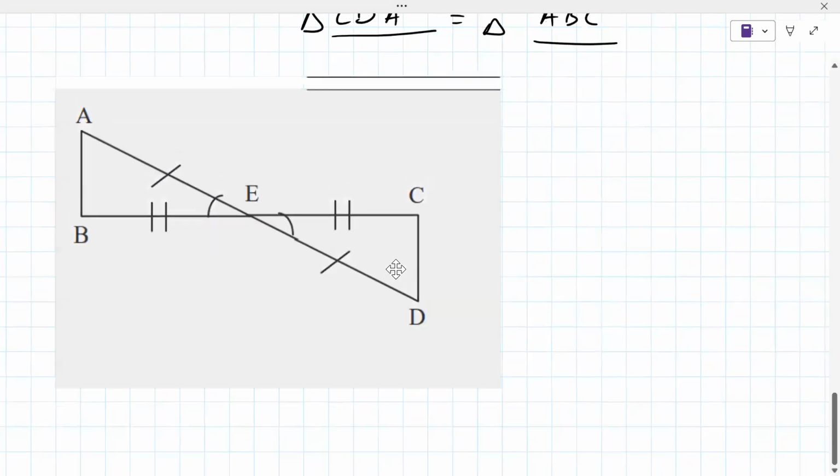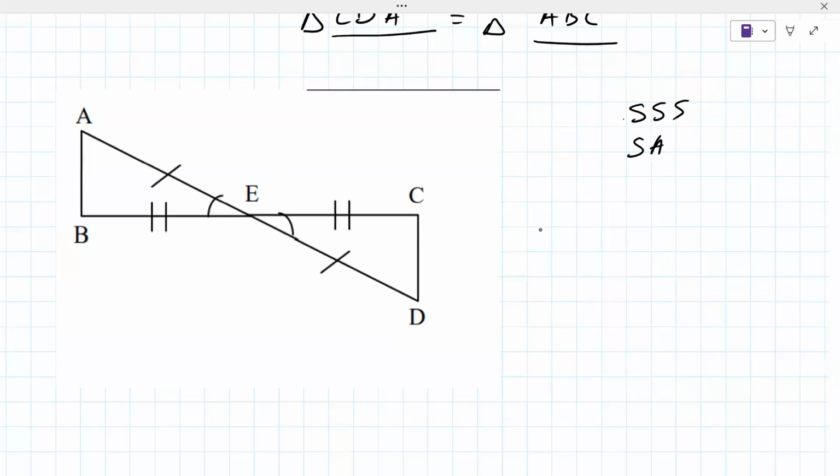So see if you can tell me, is this SSS, SAS, ASA, or AAS? What is the congruence for this one? SAS.